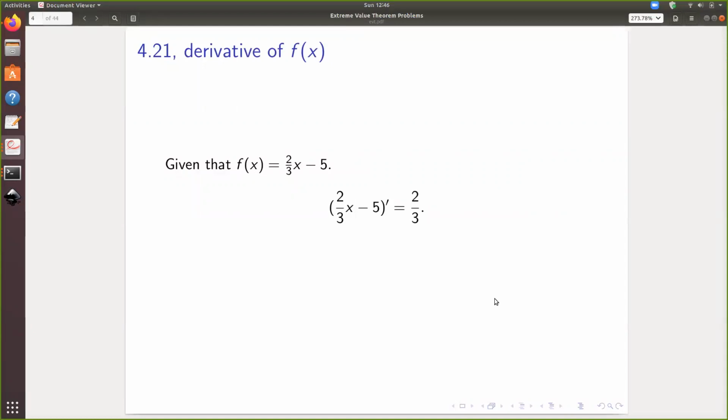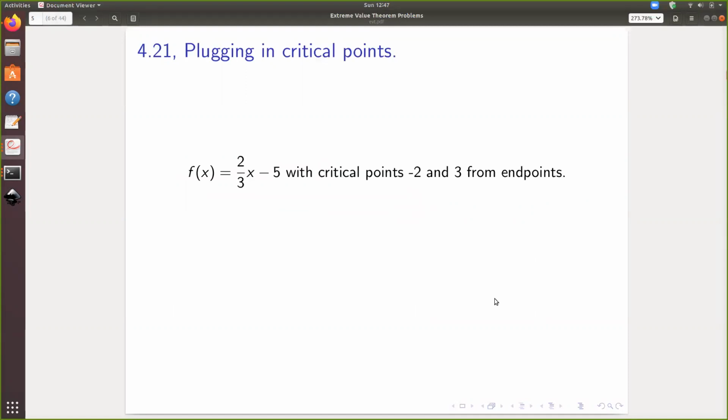So first, let's take the derivative of f of x. Given that we have this nice little line, this is a very simple derivative. The 5 goes to 0, and then 2/3 x is going to go to 2/3 using the power rule. So we have that the derivative is never 0, which means there's no critical points. And also it's totally defined on that whole interval. It's always just 2/3. So our extrema, given the theorems that we know up to this point, have to be on the endpoints. So here we are with f of x equals 2/3 x minus 5 with endpoints -2 and 3.